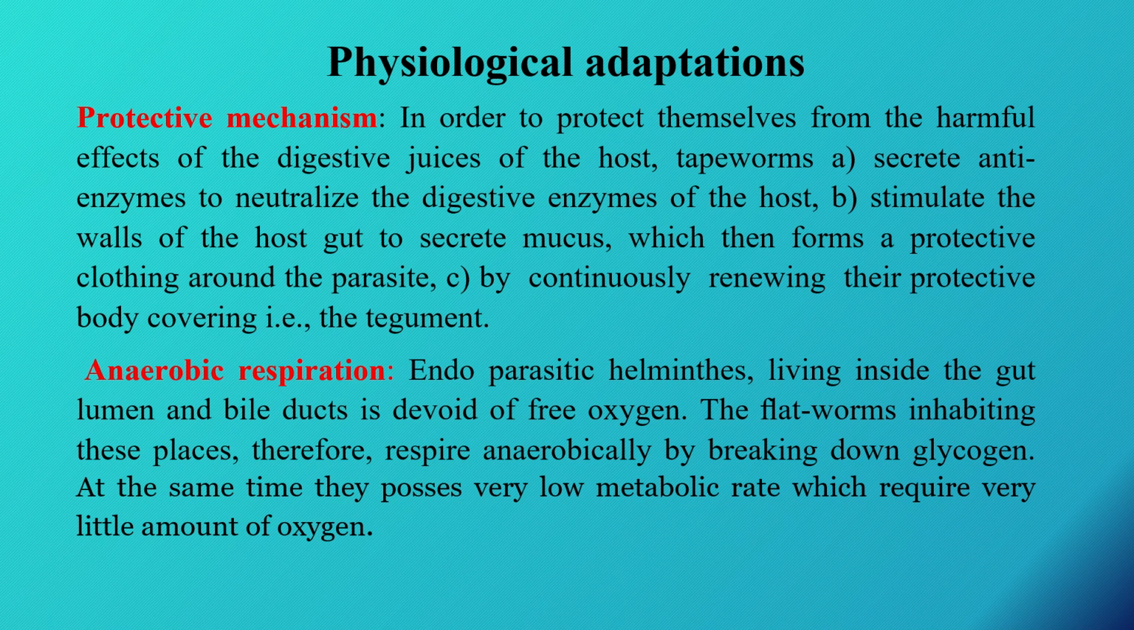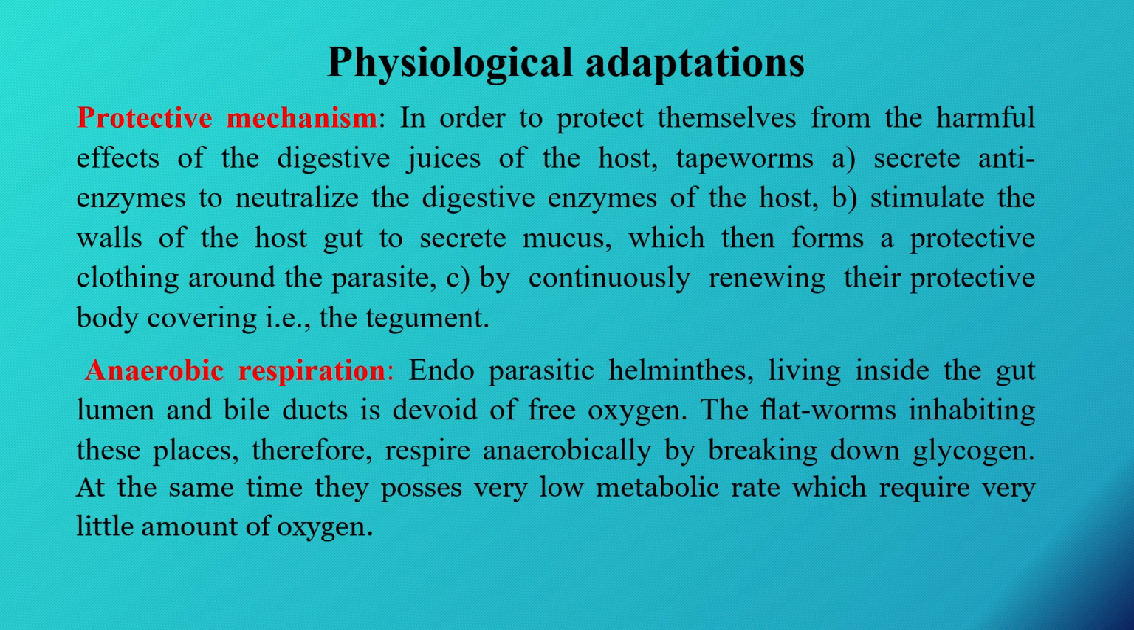So moving on with the physiological adaptations. We have just finished the morphological adaptations in the previous slide. In the physiological adaptations, the first one is the protective mechanism. In order to protect themselves from the harmful effects of the digestive juices of the host, the tapeworms secrete anti-enzymes to neutralize the digestive enzymes of the host. They also stimulate the walls of the host gut to secrete mucus, which forms a protective clothing around the parasite. They also continuously renew their protective body covering, that is the tegument.